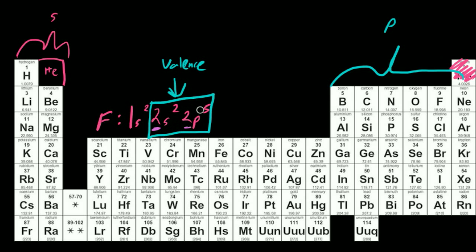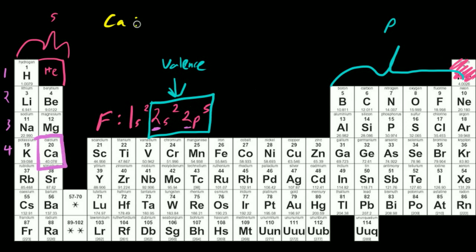So let's just do an example. Fluorine is in the p block, so let's do an example from the s block. Let's take calcium. Calcium is down here. Let's number the periods: 1, 2, 3, 4. So calcium is in the 4th period, and let's do our entire electron configuration.